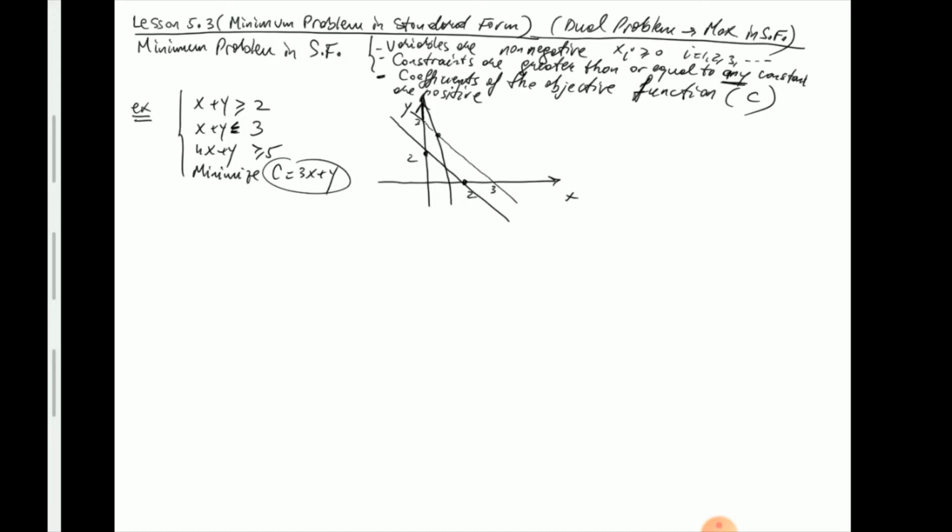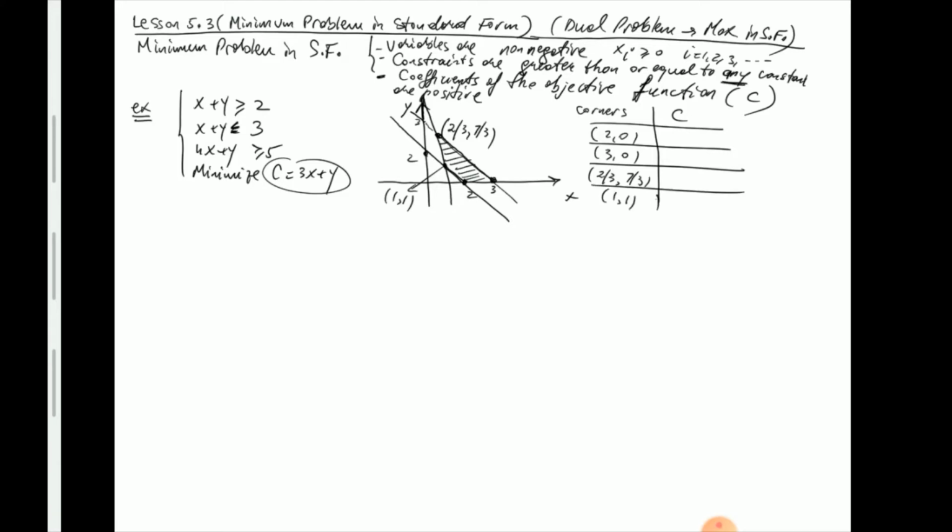If you compute the intersection points, these corners, correctly, because the feasible region is going to be the interior of this quadrilateral. So you're going to have another corner here of coordinates (2/3, 7/3), and the corner here of coordinates (1, 1). So when you plug in the corners via the graphical method into the objective function, you're going to have to test basically (2, 0), (3, 0), (2/3, 7/3), and (1, 1).